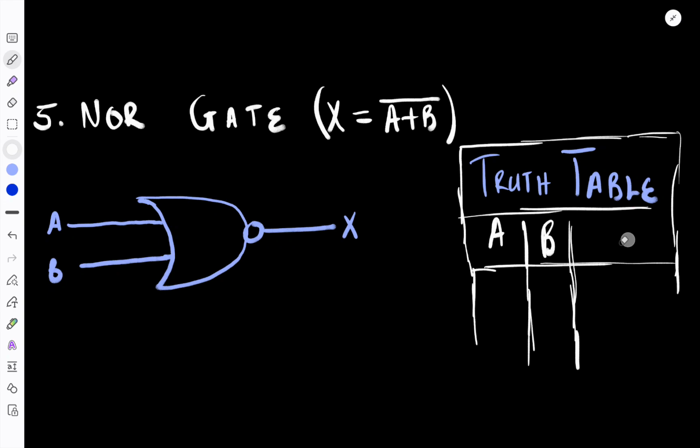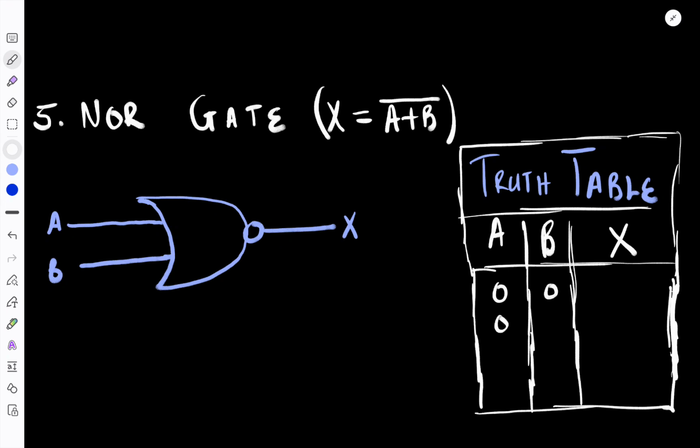So now, what are we going to have? Let's put a nice output X there. We are going to have 4 combinations because these gates have 2 inputs. The only gate with 1 input is the NOT gate itself. What are the 2 inputs? 0, 0, then 0, 1, then 1, 0, then 1, 1.